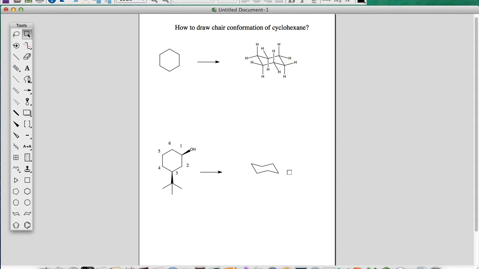We can randomly label this chair form as well. Let's say that's 1, 2, 3, 4, 5, 6. And now we're going to put in our substituent. In this case, we can compare with the example up here. We have two opportunities. One is up, one is down. So in this case, it's wedge up. Therefore, we're going to put on OH here.